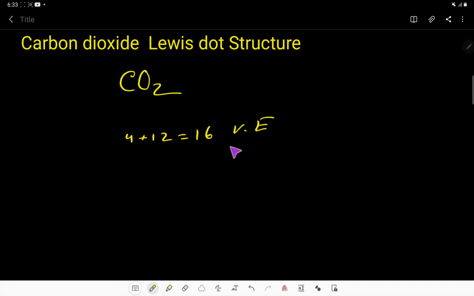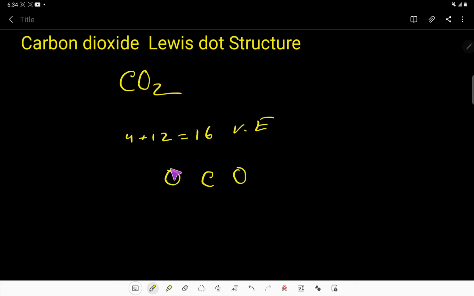Look, at first I will use carbon as the central atom because its electronegativity is lower than oxygen. The second way to identify the central atom is that the central atom is always number 1, except hydrogen. Hydrogen is always an outer atom. So here the outer atom is oxygen.